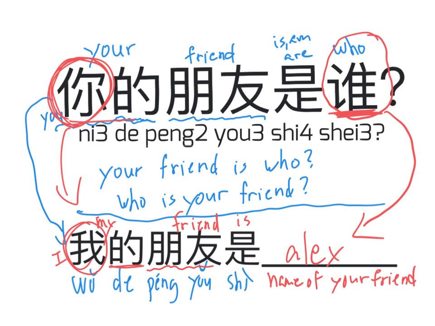And the 谁 will be changed into the answer. Okay? So 我的朋友是 Alex. So once again, the question is 你的朋友是谁? And the answer is 我的朋友是 Alex. This is the first pattern of answering a who question. Let's check for more examples.